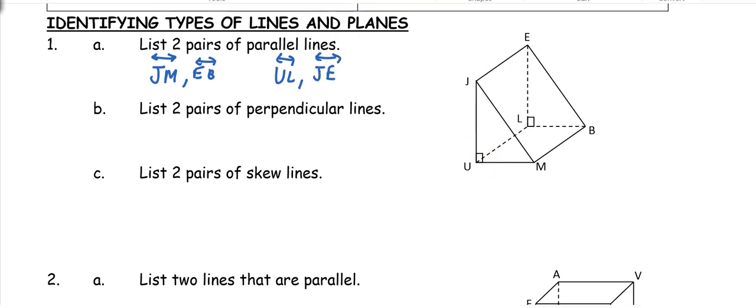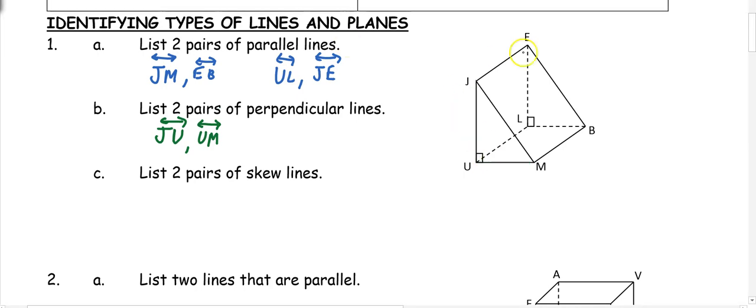Perpendicular lines. So perpendicular lines are forming right angles. So one of the obvious ones has our little box over by U. So we would say that JU and UM are perpendicular. Because they're perpendicular at U, and that's where the right angle is formed, U is going to show up in the name of both lines.